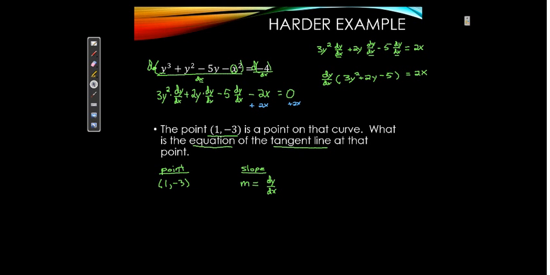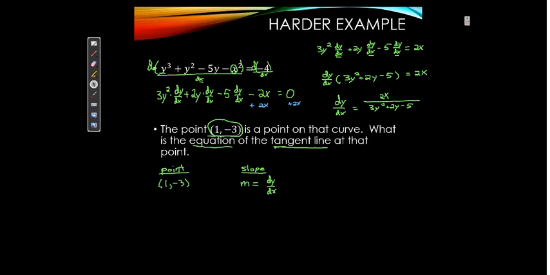Divide both sides to get dy dx by itself. And so we'll have 2x on the top. And then we're going to divide by the entire other piece, 3y squared plus 2y minus 5. Gives us our derivative. Now we're not quite done because we want to know the derivative at this point. We need the slope at that point in order for us to find the tangent line.